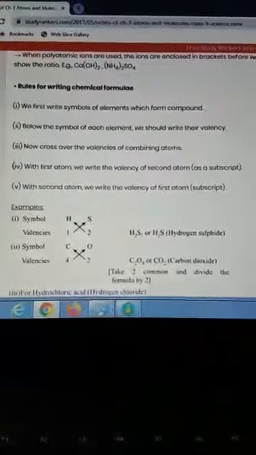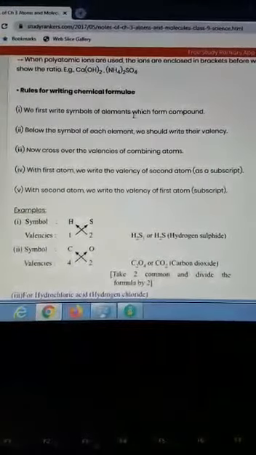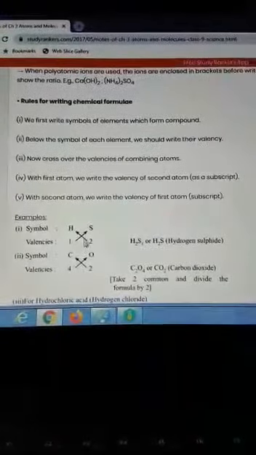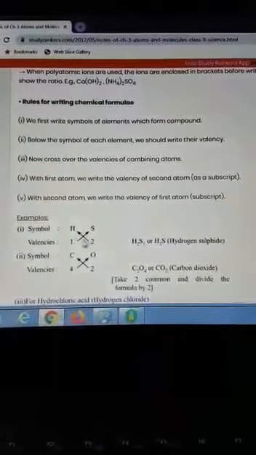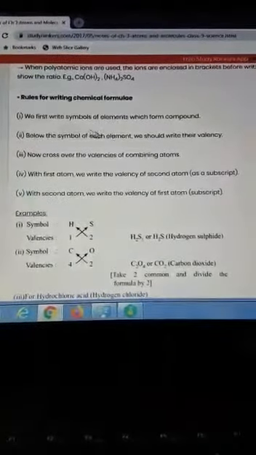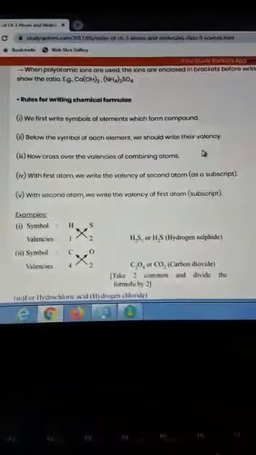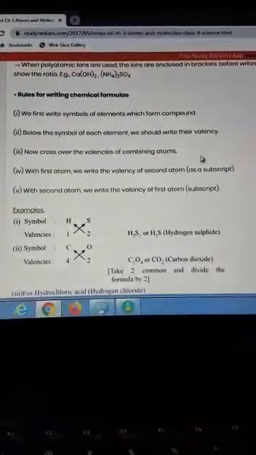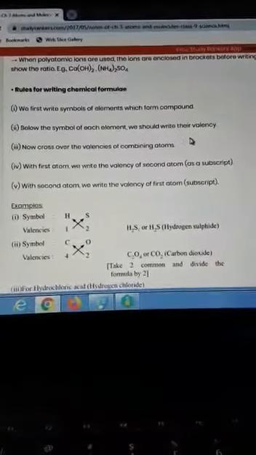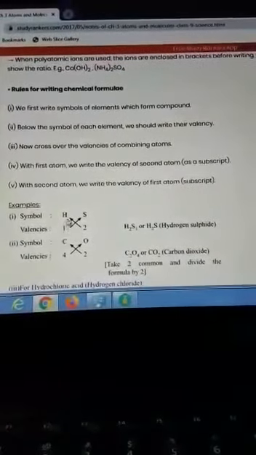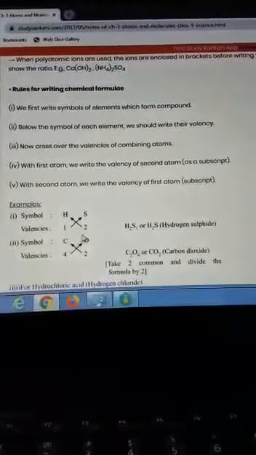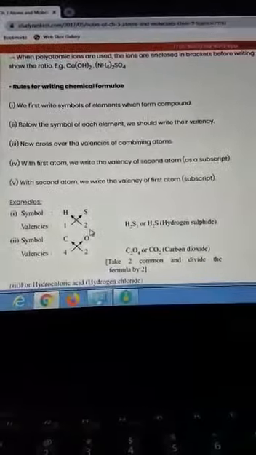To write the chemical formula, at first we have to write the symbols of the elements which form the compound. If you consider hydrogen sulfide, what are the symbols that constitute it? It is hydrogen and sulfur, so those two symbols you have to write. Below the symbol of each element we should write their valency or charge. Till now you don't know about valency; in chapter 4 you will learn about it, but we know their charges. So the charge of hydrogen is 1, the charge of sulfur is -2, so those we will write. In place of valency you can write charges.